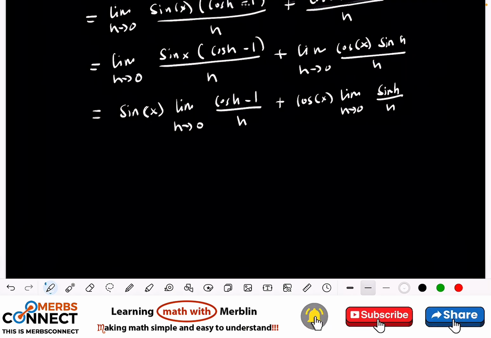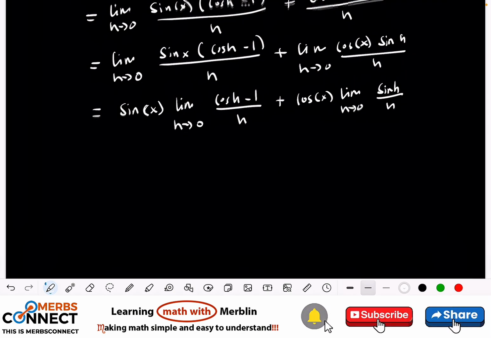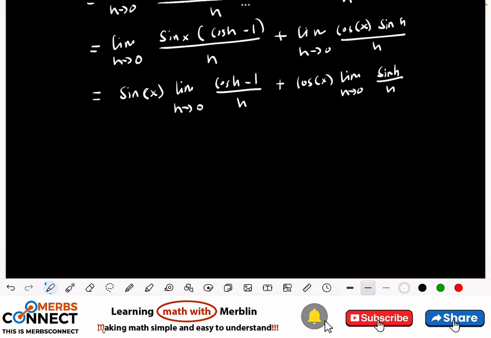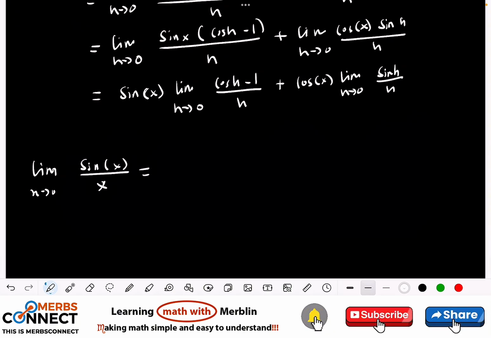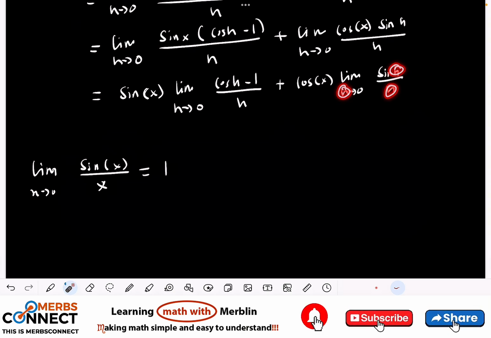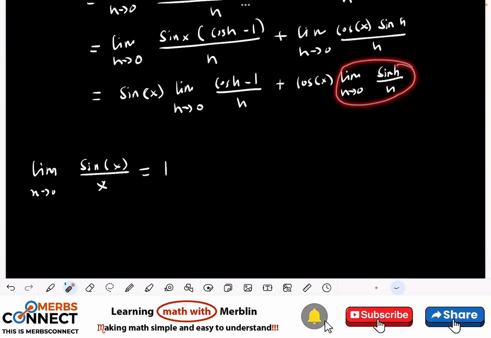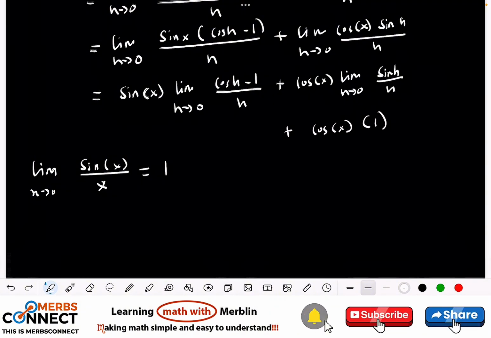Now we remember from one of the properties that we learned that if I pick the limit as x approaches 0 of sine x divided by x, this is equal to 1. You see that there is x here, x here, x here. So when you look at this one, there is h here, h here, h here. So automatically this is going to give us 1. So this is going to be plus cos x times 1, right?